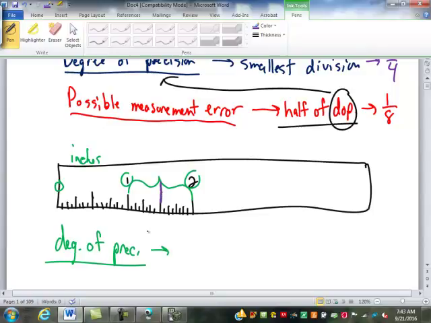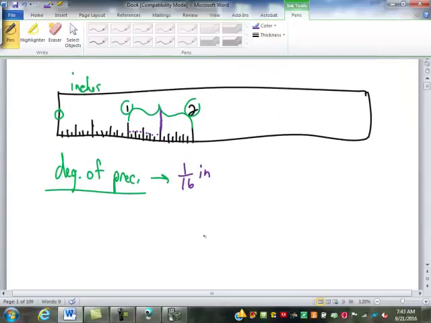So now instead of having to count all the divisions, I only have to count half of them and double it. Now I'm not counting the lines, I am counting the spaces. So there's 1, 2, 3, 4, 5, 6, 7, 8. So that means there's 16 spaces there. So each space is a 1/16 of an inch. So I have a degree of precision of a 1/16 of an inch. What is my possible error here then? 1/32. Very good.